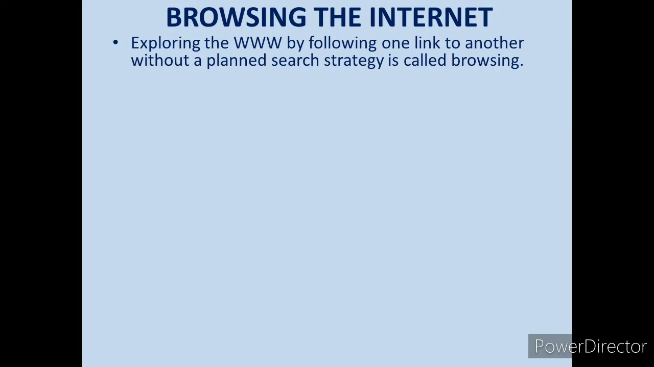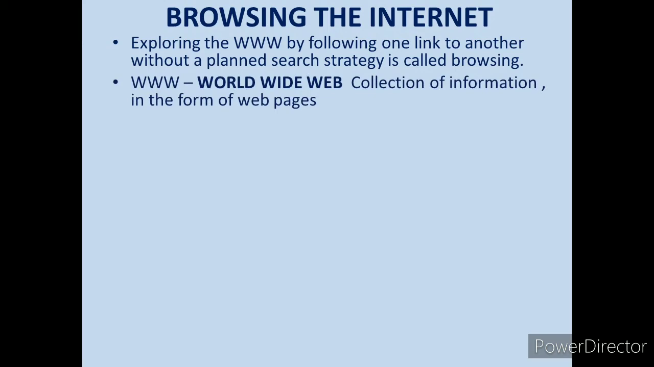These links can be a text link, or an image. If you click on these links, further links will open, and again you click on that link, further web pages will open if you want to search particular information on a particular topic. That is called browsing, and browsing is also known as surfing the internet.